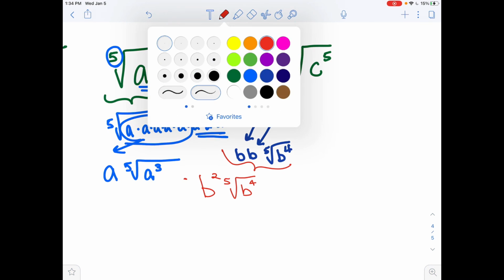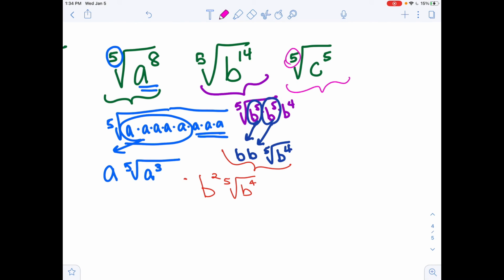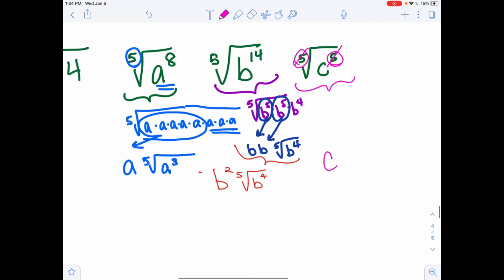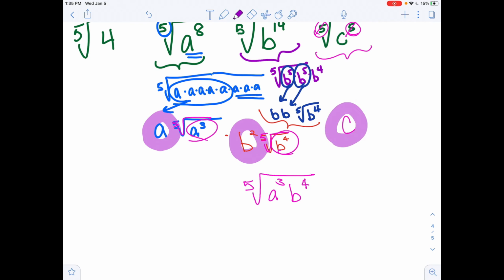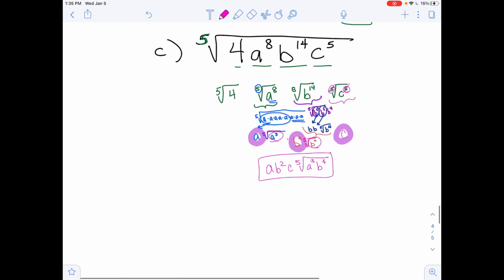And then our last part here, the 5th root of c to the 5th, those cancel, and it's just c. So what we're left with is, and what you're going to do is everything under the root is going to go together. So this 5th root and this 5th root are going to go together. So we say 5th root of a to the 3rd is in here, and b to the 4th is in here, but everything else is going to get pulled out front of the root. So we say a times b squared times c, and that is our simplification.